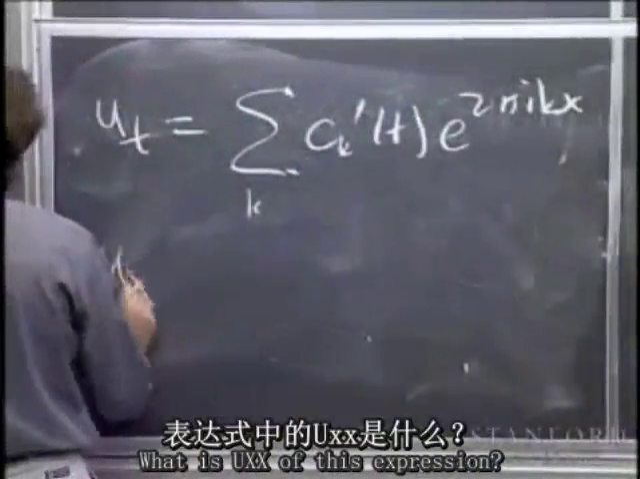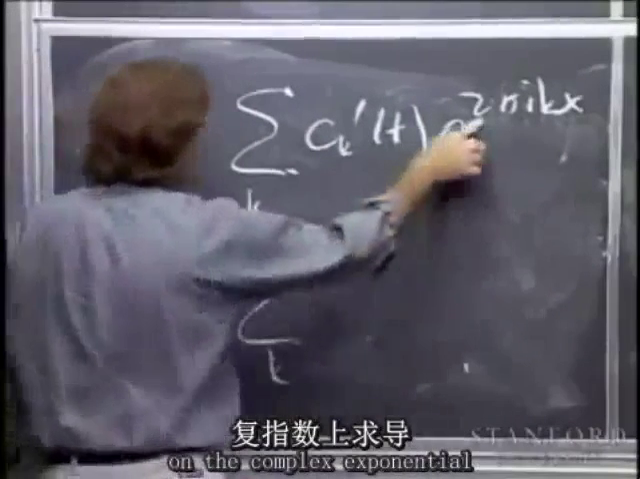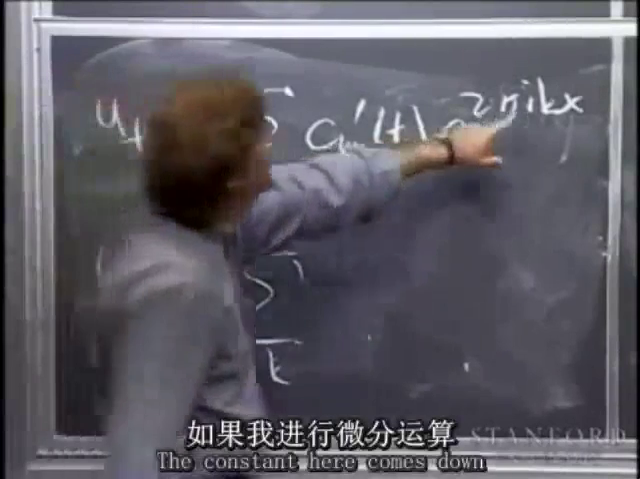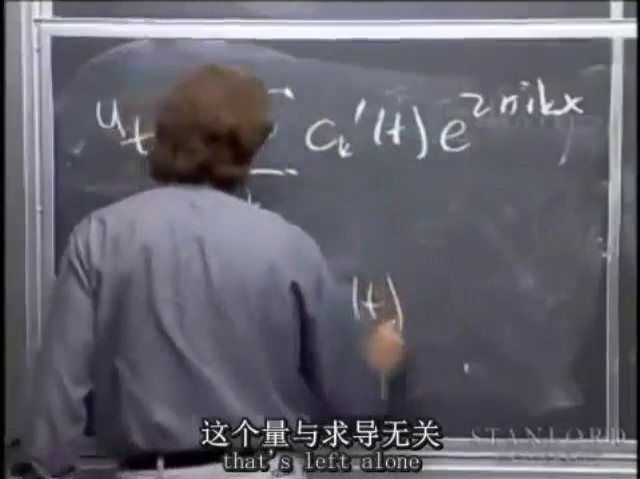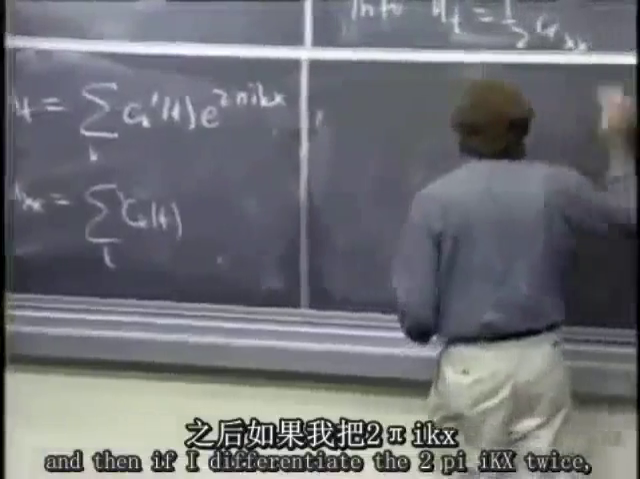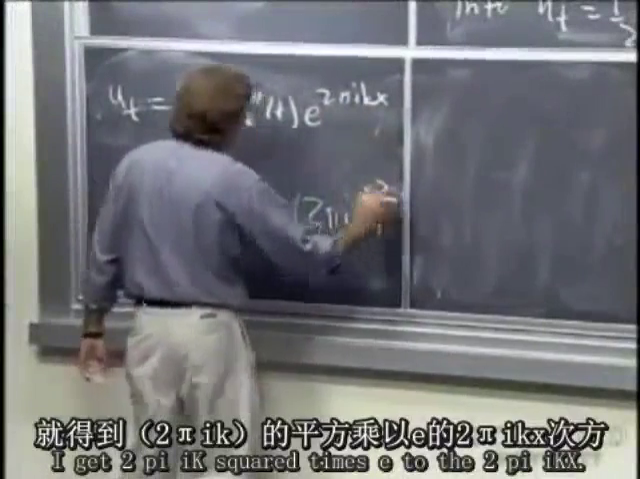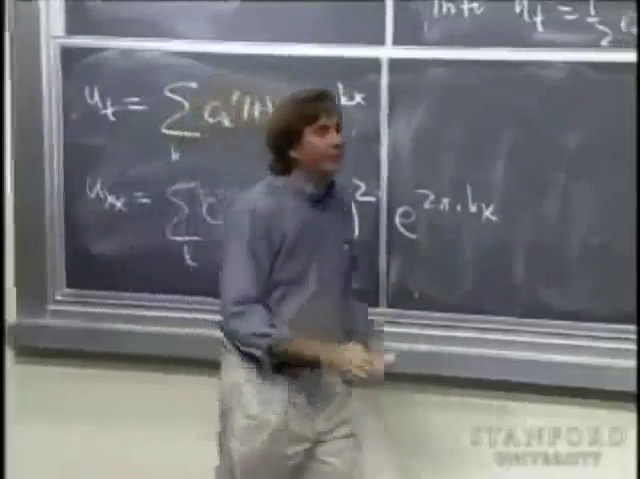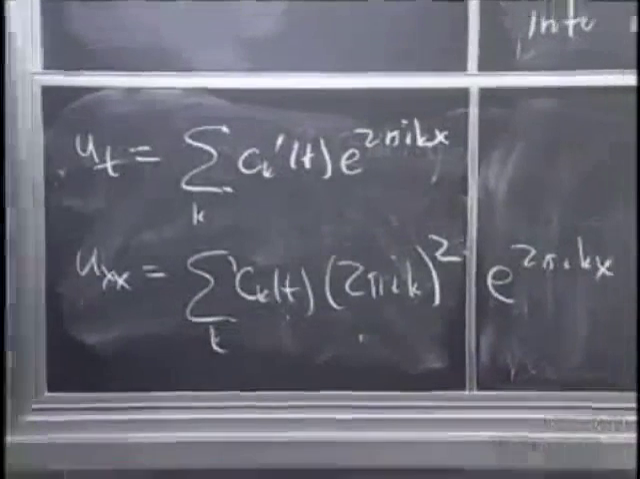What is U xx of this expression? Well, here I put the derivatives on the complex exponential, and I differentiate twice. Differentiating a complex exponential, just like differentiating an ordinary exponential, the constant comes down. So I get c_k of t, which is left alone because I'm differentiating with respect to x. And then if I differentiate e to the 2 pi i kx twice with respect to x, I get (2 pi i k) squared times e to the 2 pi i kx. Nothing up my sleeve. No tricks. No deceptions.